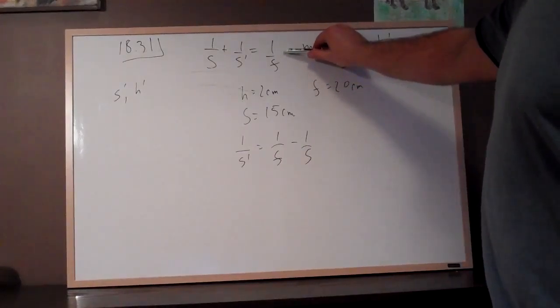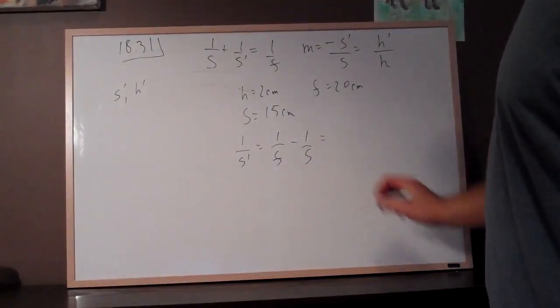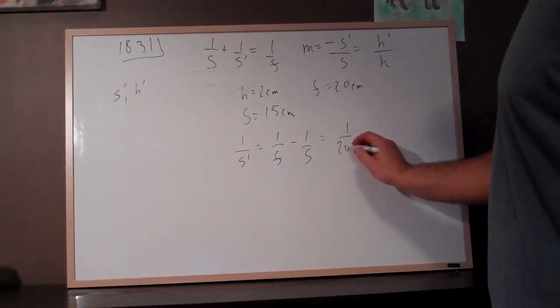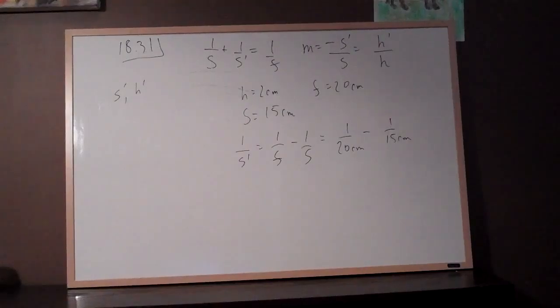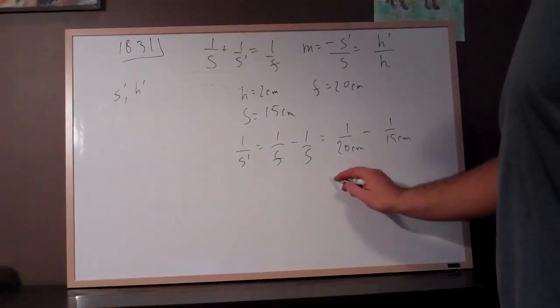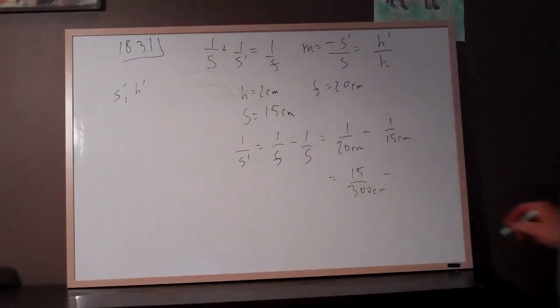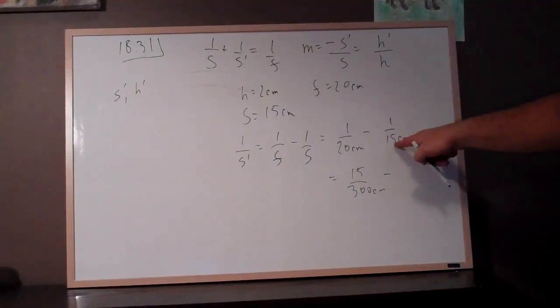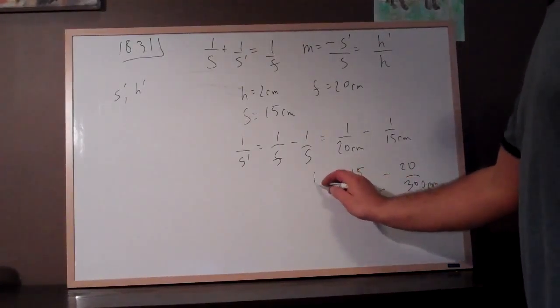Taking this equation and rearranging it, putting s prime on one side. So 1 over f, so 1 over 20 centimeters, minus 1 over 15 centimeters. You can use your calculator to do this, or if you want you could try to find a common denominator. Just by looking at it, maybe 300 would be a common denominator. I could say this would be 15 over 300 centimeters minus 20 over 300 centimeters. That would be 1 over s prime.